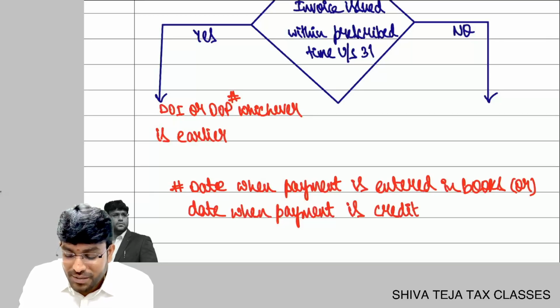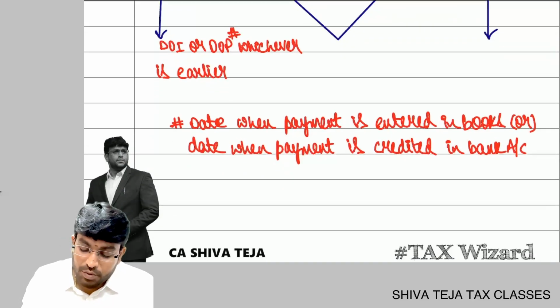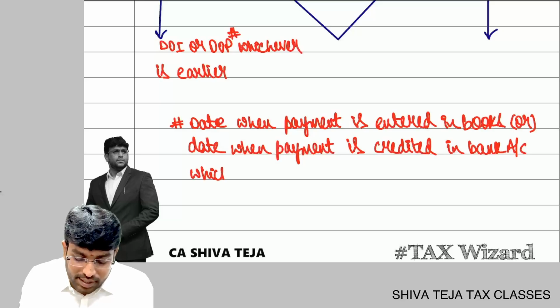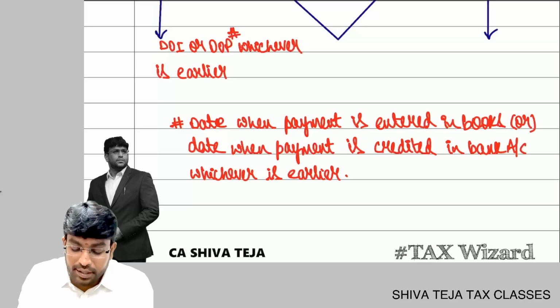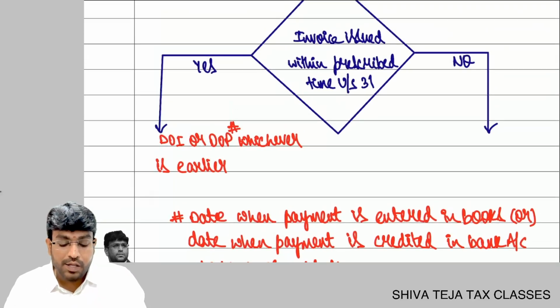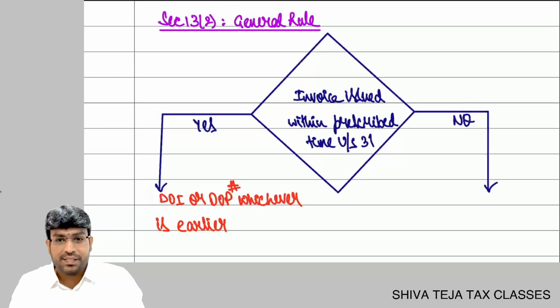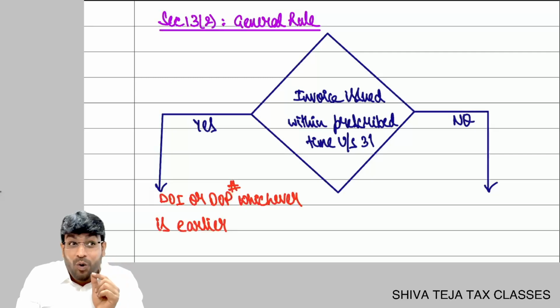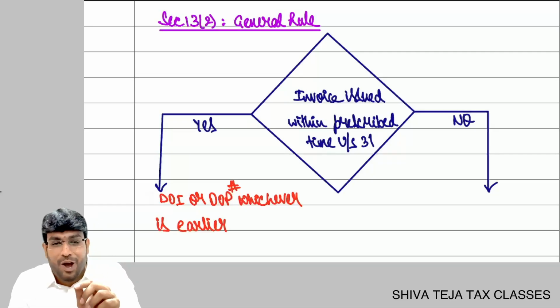Supplier, forward charge. Payment is credited in bank account. Date when payment is entered in books or date when payment is credited in bank account, whichever is earlier. So if invoice is issued within the prescribed time, the answer is date of invoice, date of payment, whichever is earlier. That means, is there a requirement to pay GST on advances? Yes. But in 12.2 what I told, there is no requirement to pay GST on advances.